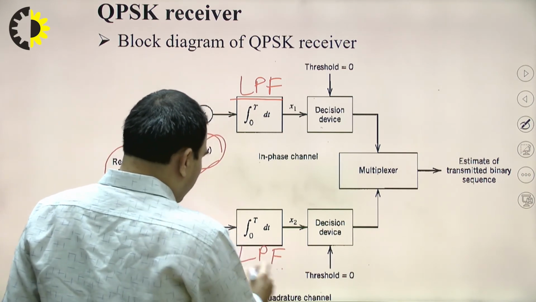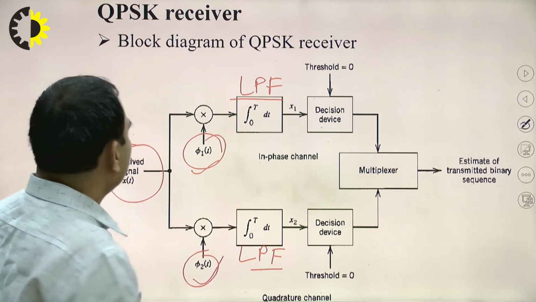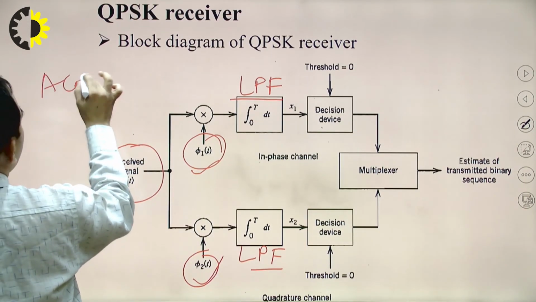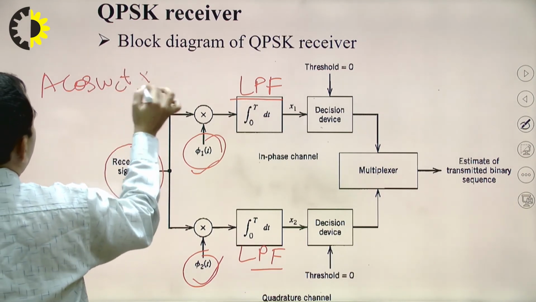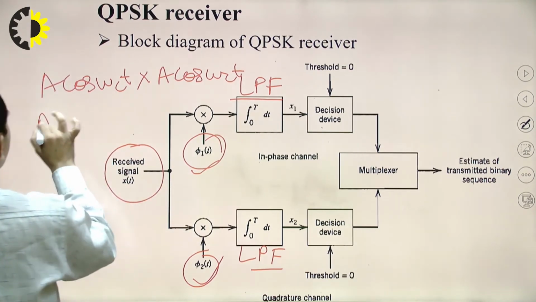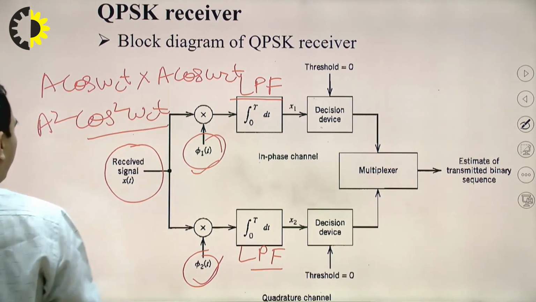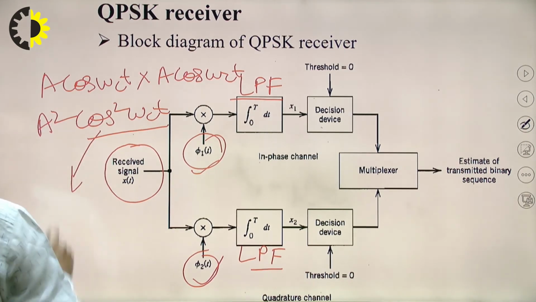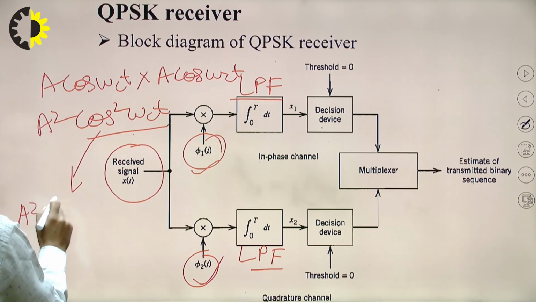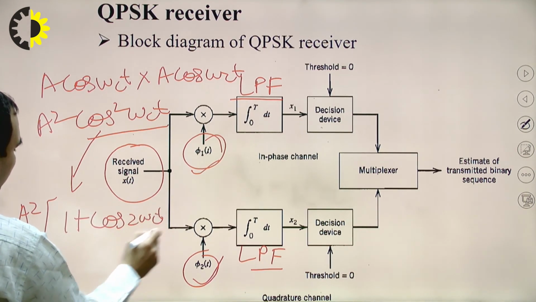Once we have multiplied these signals, we get squared terms. If we have cos of omega ct and we multiply again with cos of omega ct, we get cos square omega ct. Using the trigonometric identity, if we convert it, we get (1 plus cos 2 omega ct) by 2.